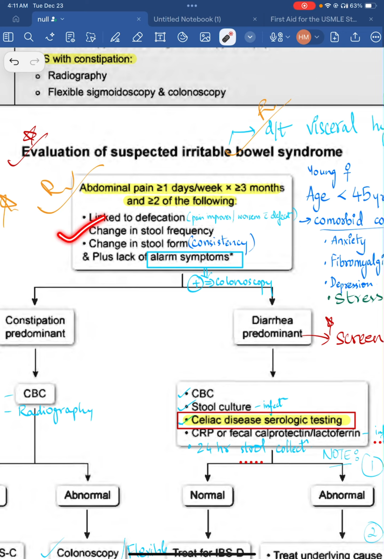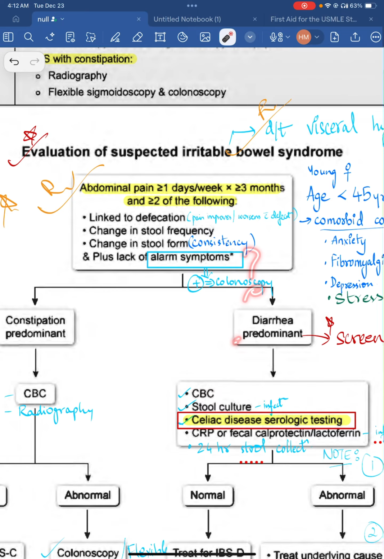The second thing you can see is change in stool frequency. That means the number of times a person visits the bathroom. Another thing you can see is change in stool form. That means consistency of the stool. It might become too liquidy or it might become too hard. And the patient should not have any alarm symptoms.